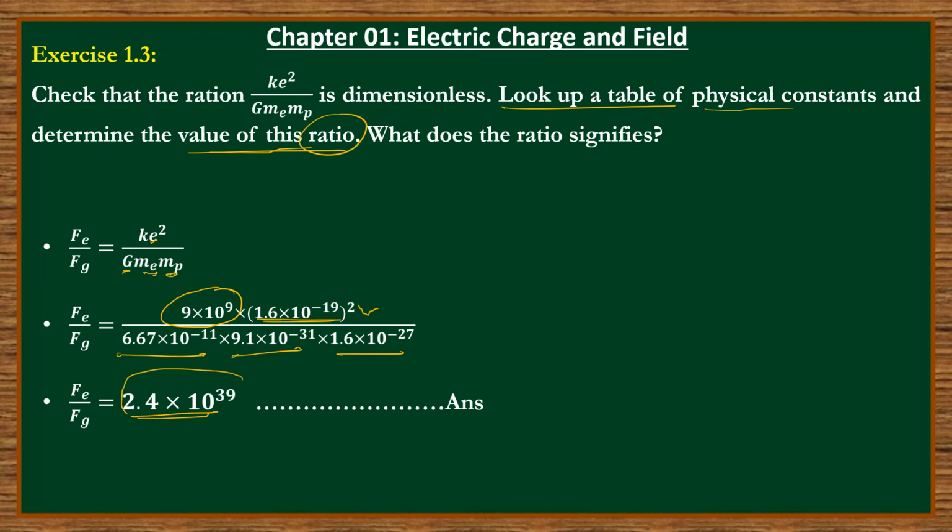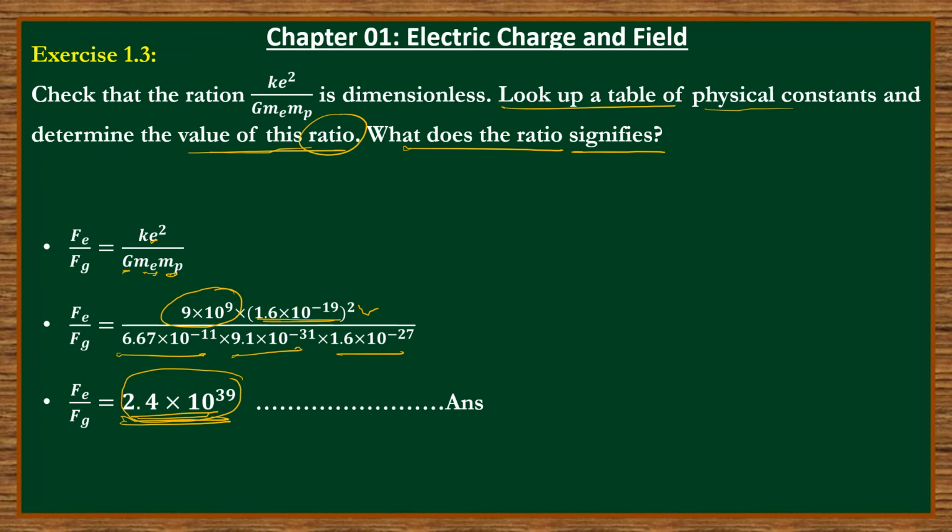This is a simple number, it doesn't have any unit. It is dimensionless, a constant value. So this is the answer for the second question. Now, what does this ratio signify? What is its importance? What do you understand from this?